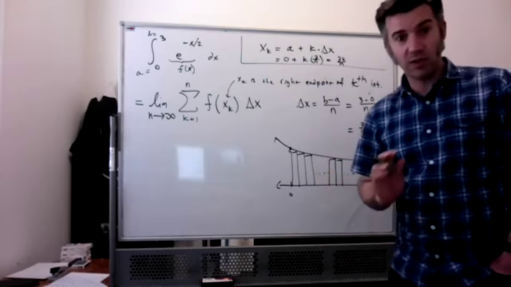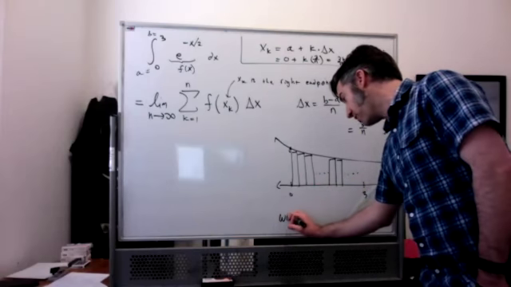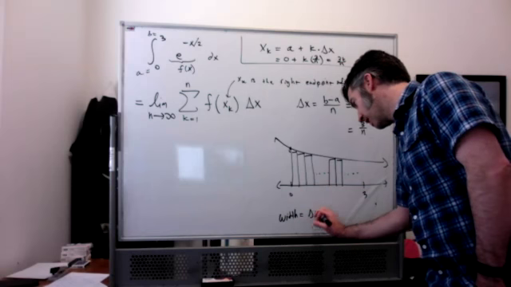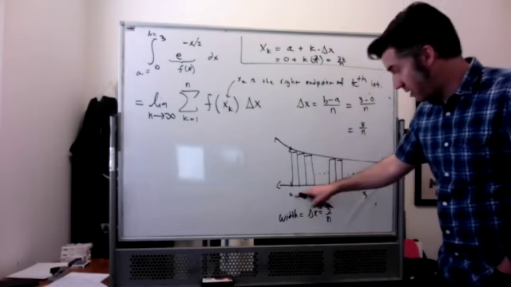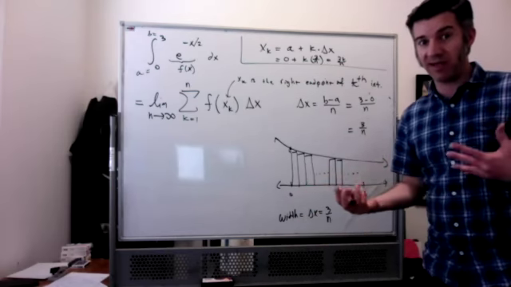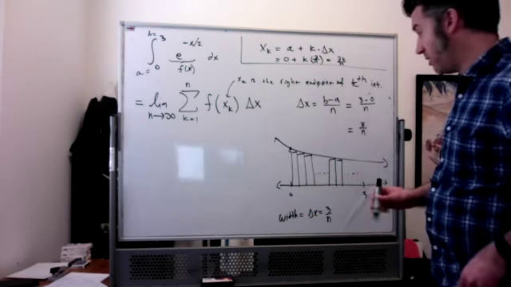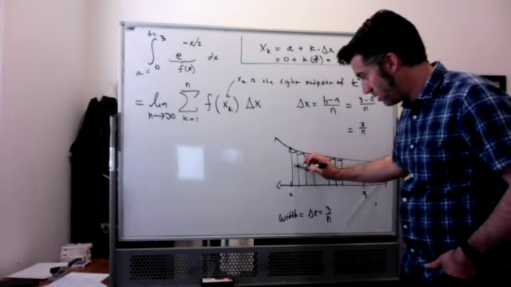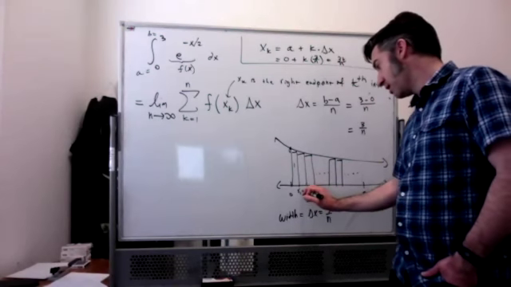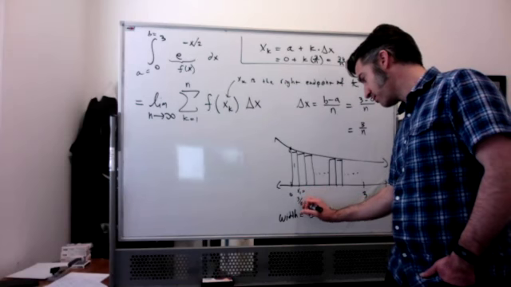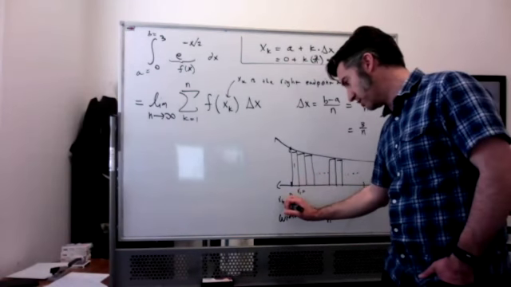So the thing I want you to see is that the width of each of these rectangles is delta x, which is 3 over n, right? There's n rectangles. The entire length is 3. So if there's n rectangles and they each have equal width, each of their widths is 3 over n. All right, so then for this first rectangle, the right endpoint, which I'm going to call x sub 1, is 3 over n.